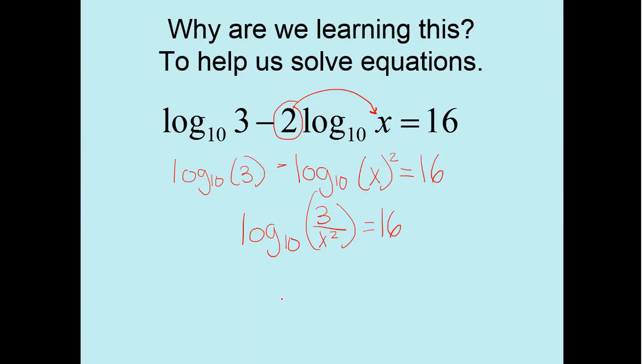And now ultimately what I can do is convert to exponential form. So I can go 10 to the 16th equals 3 over x squared. And then ultimately I could solve this problem. So ultimately, guys, what these properties are going to do for us is help us solve pretty complex logarithmic equations when we need a variable inside of a log. But that's for another video.